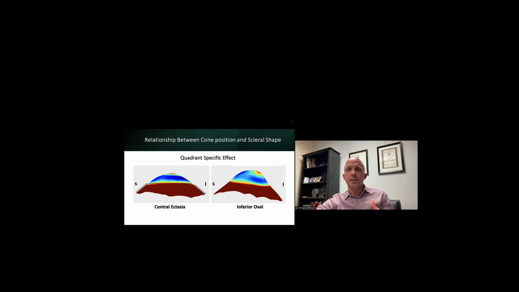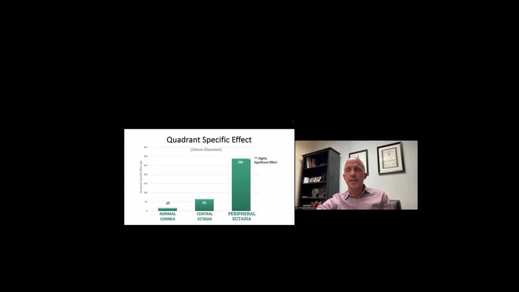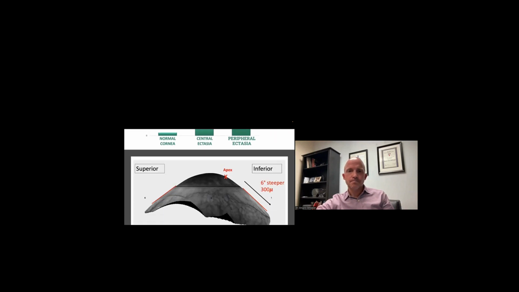But where things changed and differed was when we looked at the quadrant-specific effect. What we found for these cases was that the normal corneas and the corneas with central ectasia had insignificant amounts of asymmetry. So they were very symmetric on average. However, the eyes with peripheral ectasias were on average highly asymmetric. In fact, the asymmetry averaged around 289 microns.